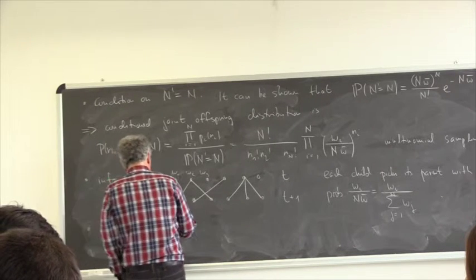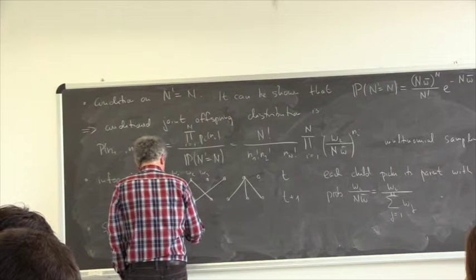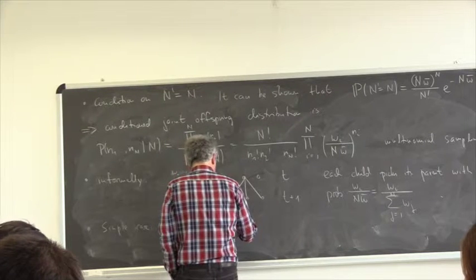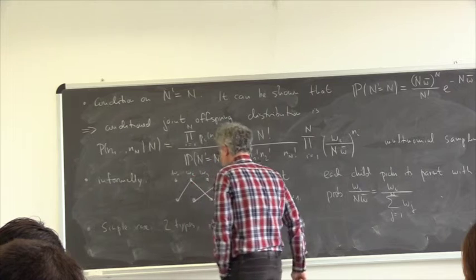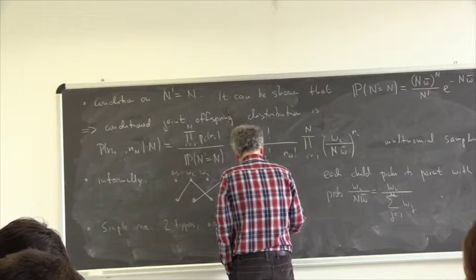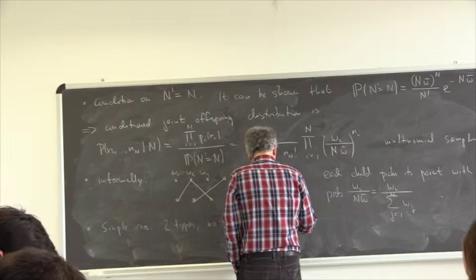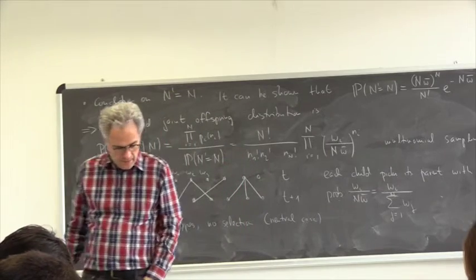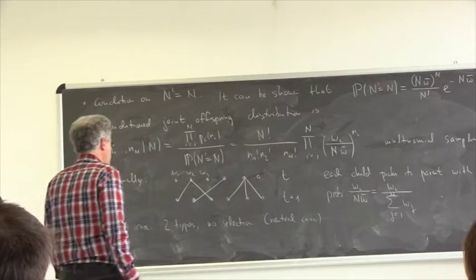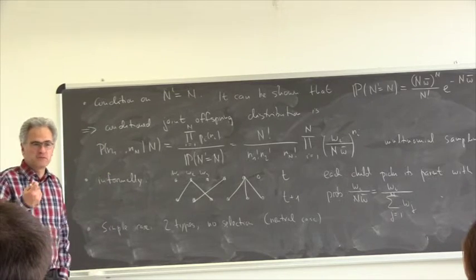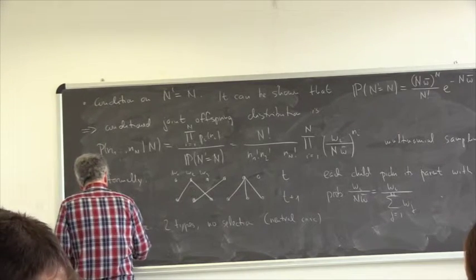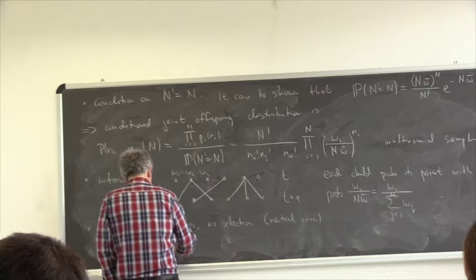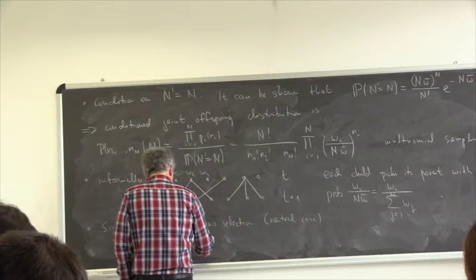Okay. So we have two types. No selection. So this is what I call the neutral case. And of course, if there are two types, we can call these types again A and B, and then we have N_A individuals of type A and N_B individuals of type B, and the sum of the two is equal to capital N.